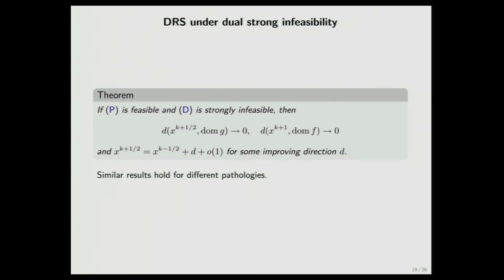This is the result. Again, P is feasible, D is strongly infeasible. Then what you can say is one shadow sequence is going to asymptotically approach the domain of the other function, and vice versa. And if you look at the shadow point sequence, then it is going to eventually move along this improving direction, plus little o(1). So we can say similar results in the reflective case when the primal is strongly infeasible and the dual is feasible.